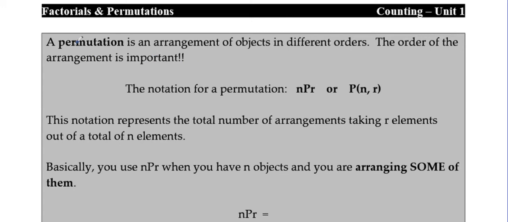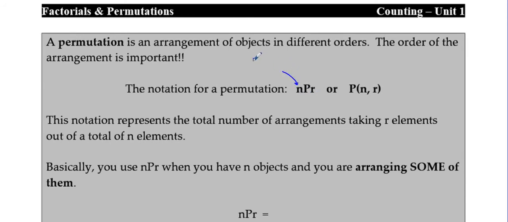The issue is that not all permutations use all the objects. For it to be a factorial, you have to be arranging all of the objects. It is possible to have a permutation, but you are not arranging all of the objects. You're only arranging some of them. In that case, we would use this notation, nPr.